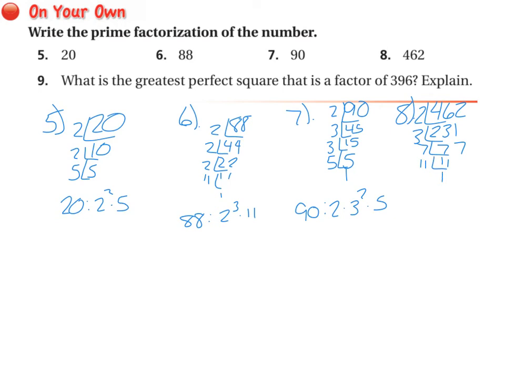So this one's kind of a tricky one. 462. Again, if you use your calculator and guess and check, that's fine. But we get 2 times 3 times 7 times 11. So there's 4 factors. None of them are the same.